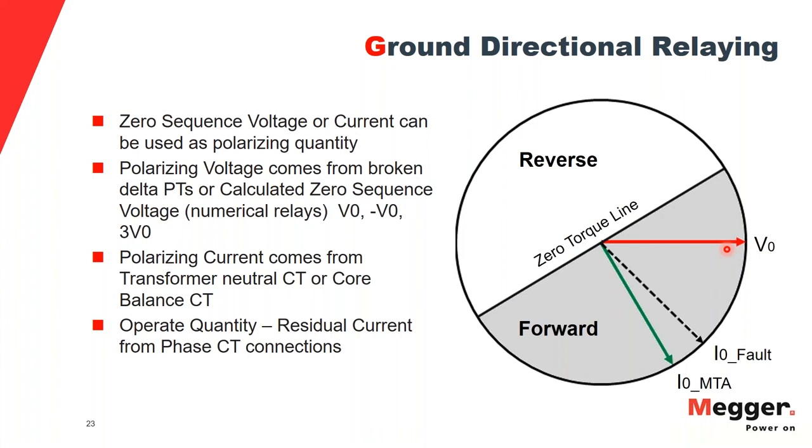And microprocessor relays calculate zero sequence inside their box. And then if you're using a zero sequence current for polarization, it can come from your transformer neutral CT or a core balance CT. And the operate quantity in ground directional relaying is nothing but your residual current from phase CT connections. So this relay is basically looking for any kind of angle between zero sequence voltage and zero sequence current.